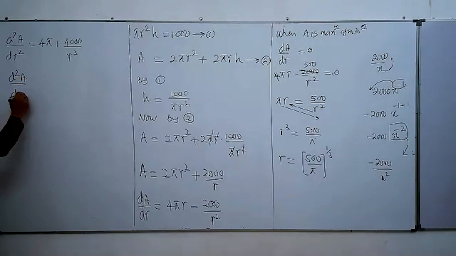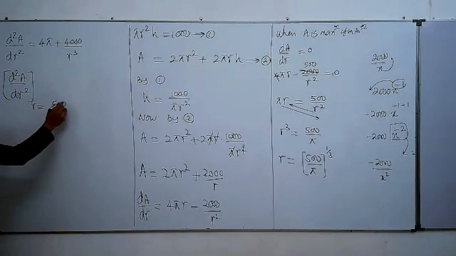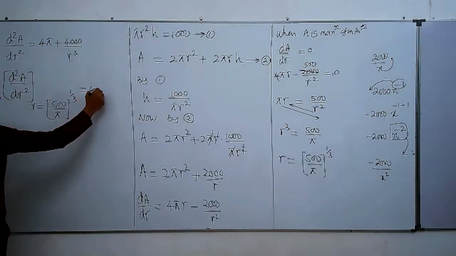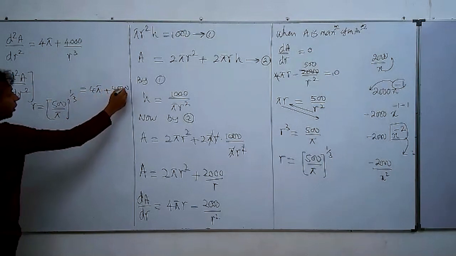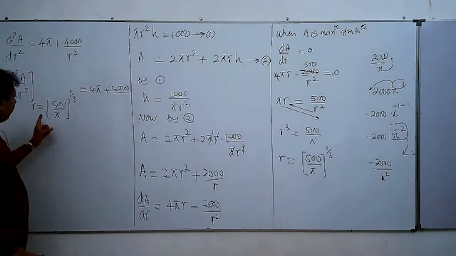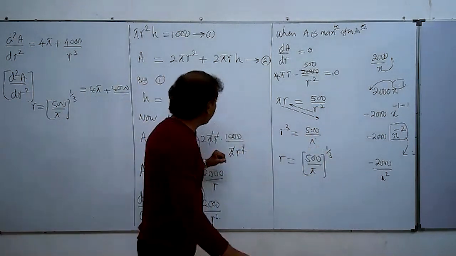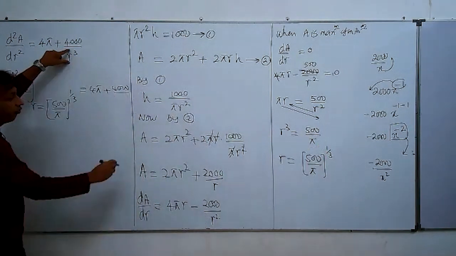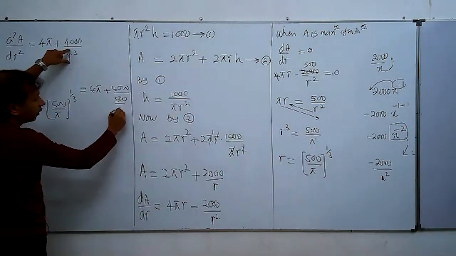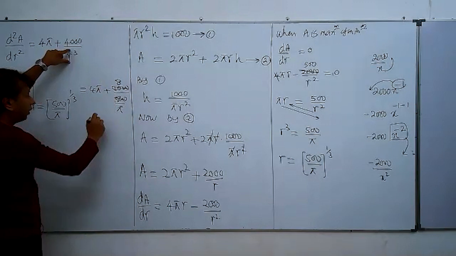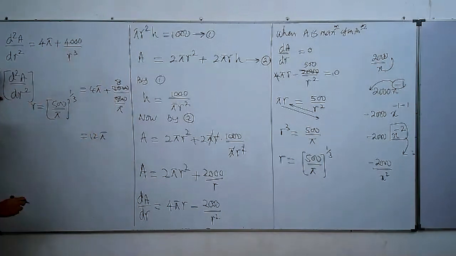d²A/dr² at r equals (500 divided by pi) to the power 1/3. Here it means 4 pi plus 4000 divided by r cubed. When r is this figure, r cubed is going to be this. Then here I have to put r cubed, 500 divided by pi. Then here we get 8. This pi goes to here. Then we get 12 pi as the second derivative value.